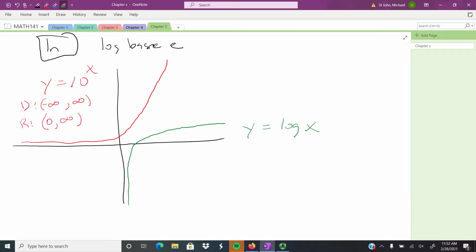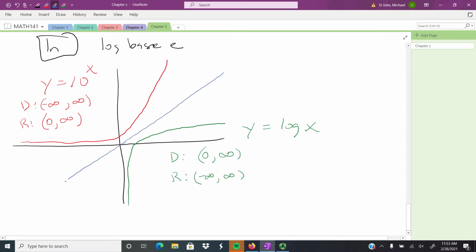I come to the one in green, and we find here that the domain is 0 to infinity, and the range is negative infinity to infinity. So these are inverses of each other. The other thing about inverse functions is they are symmetrical with regard to the line y equals x. Right? So they're symmetrical about that line.